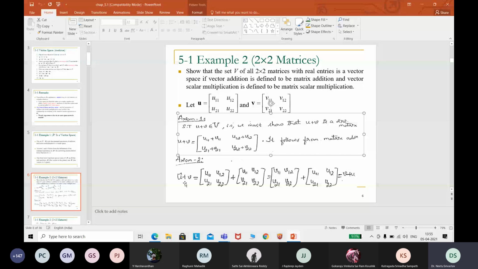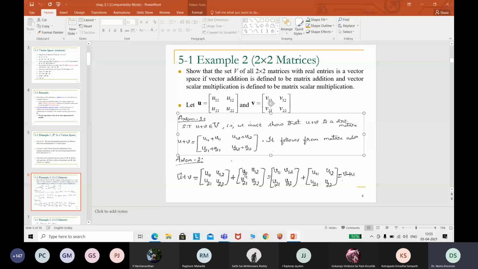Either you are adding u plus v or you are adding v plus u, both should be the same. Okay, so it is. Why is it? Because either you add 1 plus 2 or you add 2 plus 1, both are the same. Am I right? Yes, ma'am. So in that case, it is commutative also.